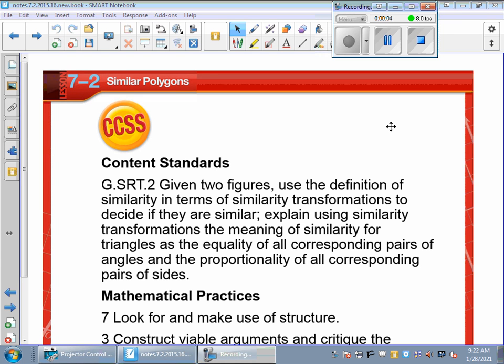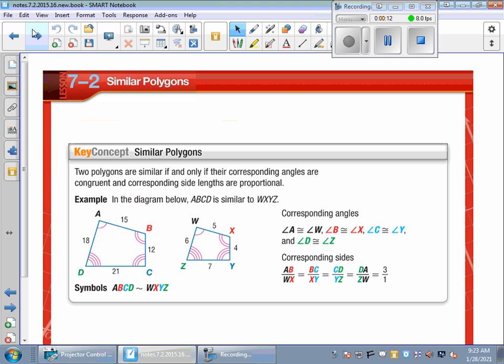We're on to section 7.2, and 7.2 is working with similar polygons. So where we're at today here, if and only if their corresponding angles are congruent, corresponding side lengths are proportional.